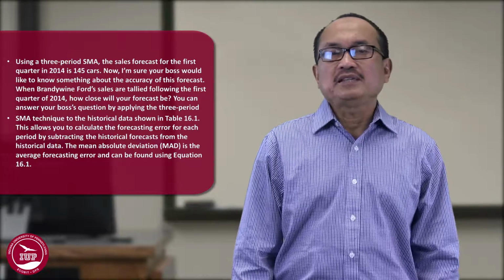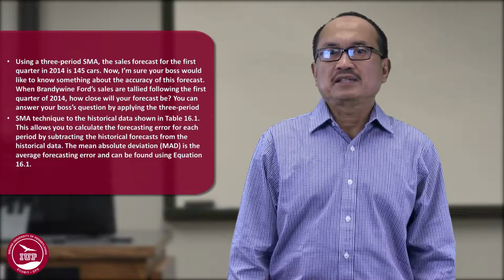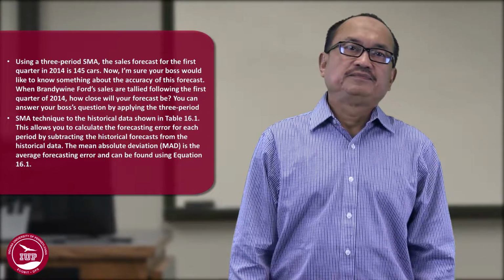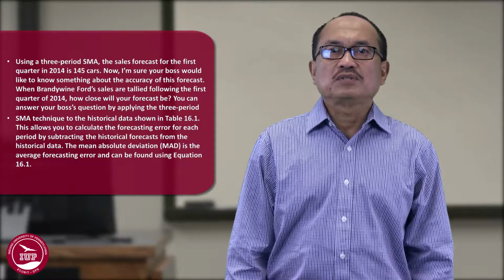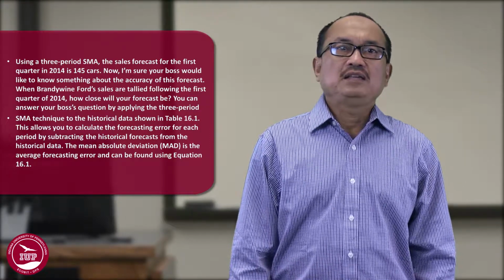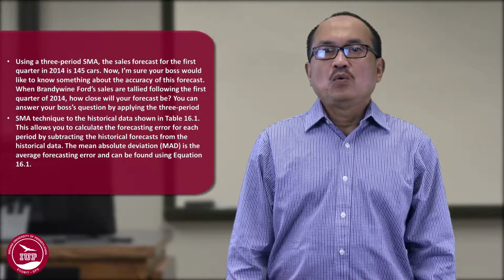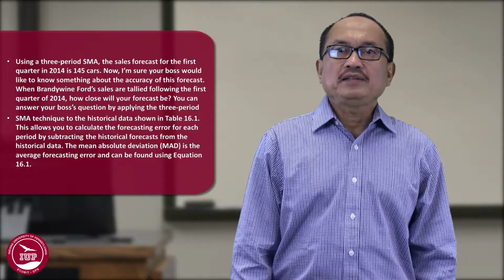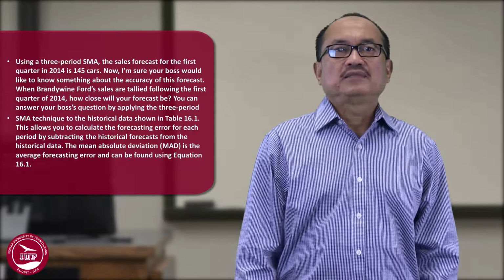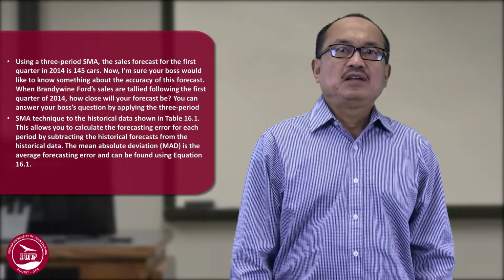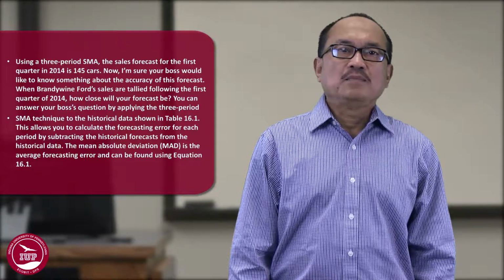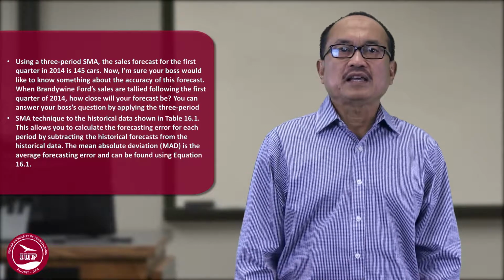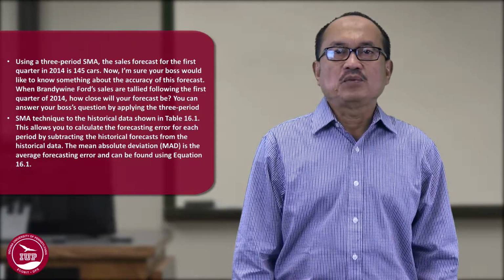Using a 3-period SMA, the sales forecast for the first quarter in 2014 is 145 cars. Now, I'm sure your boss would like to know something about the accuracy of this forecast. When Brandywine Ford sales are tallied following the first quarter of 2014, how close will your forecast be? You can answer your boss's question by applying the 3-period SMA technique to the historical data shown in table 16.1.